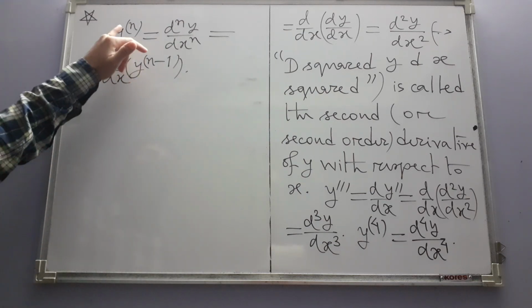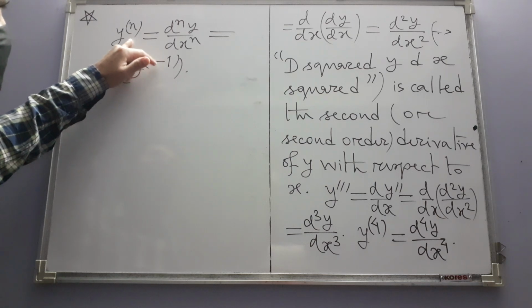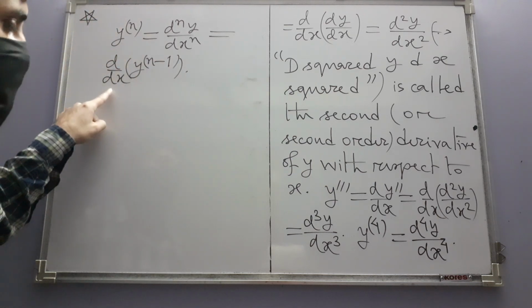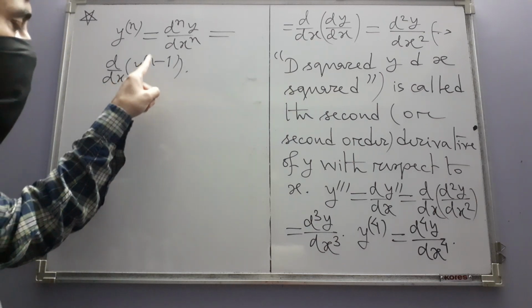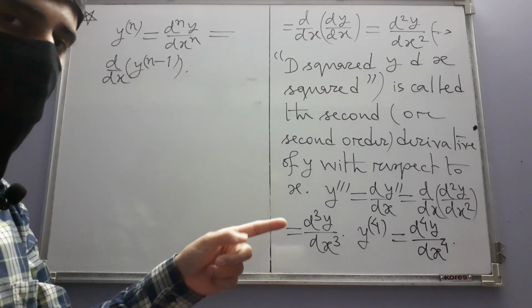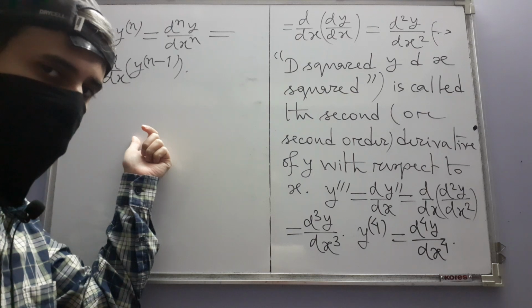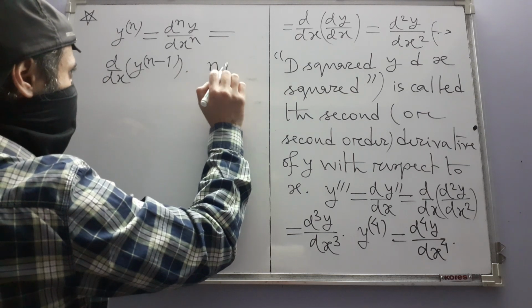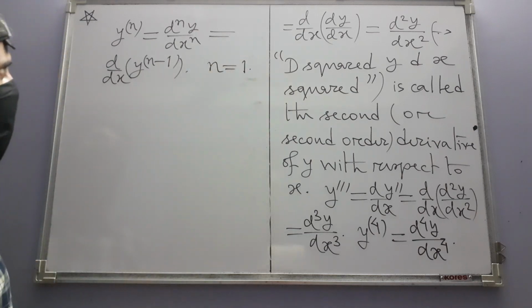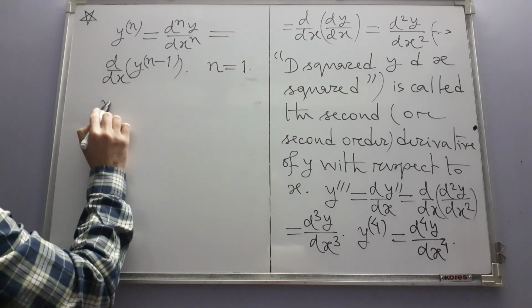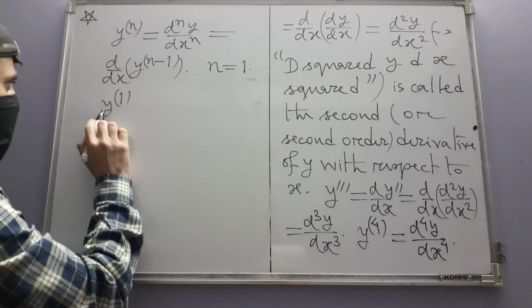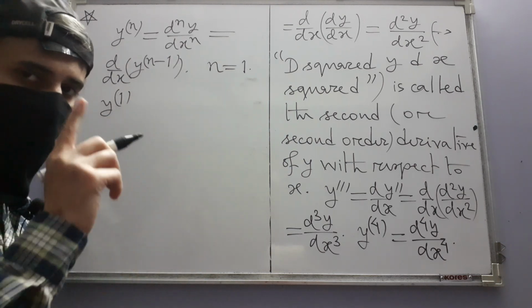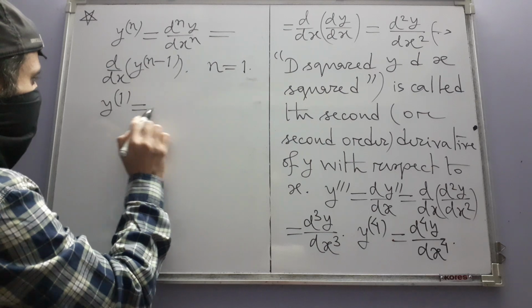I said that when n is a positive integer, then the nth derivative of y with respect to x is the derivative of the n minus 1th derivative of y with respect to x. However, what happens when n is 1? In that case, you get this. This, however, is our ordinary first derivative.